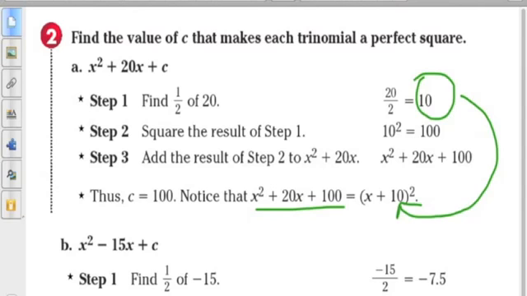So the value for c is 56.25. Therefore, you have a perfect square trinomial, x squared minus 15x plus 56.25. And again, remember what I just told you. Your negative 7.5 goes right there. And that's how you factor your perfect square trinomial by completing the square.